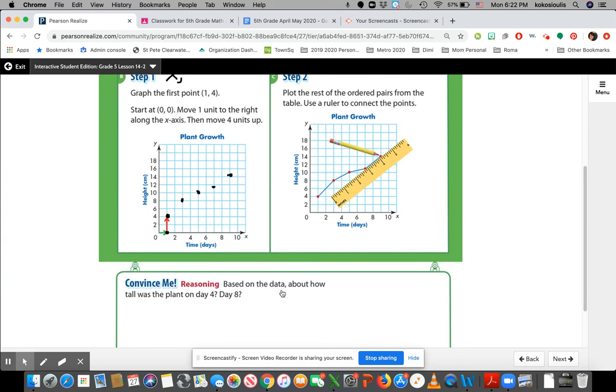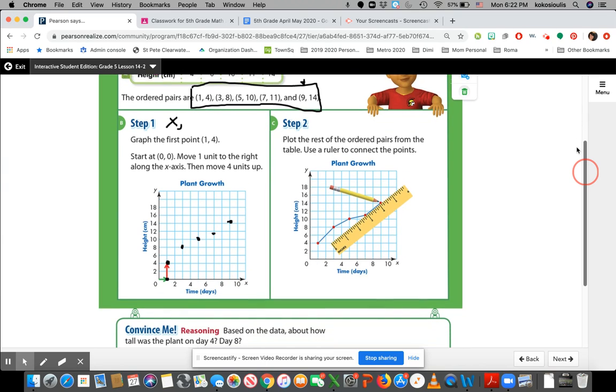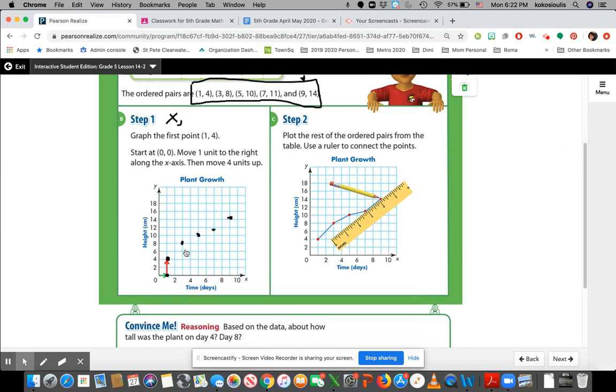Based on the data, how tall was the plant on day 4? Well, on day 4, we don't have that ordered pair, but we could guess if we followed this. On day 4, it would be between 8 and 10, and I'm guessing it would be about 9. So here's day 4. If you look up here, it'd be about 9. How about day 8? Let's look at day 8. I think day 8 would be about 12.